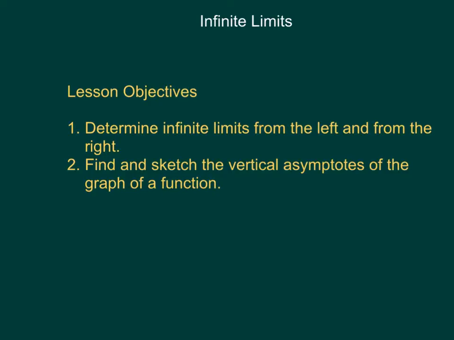Our lesson objectives for this particular video are number 1, to determine infinite limits from the left and from the right. And then the second one, find and sketch the vertical asymptotes of the graph of a function. Some of that stuff I think you're pretty familiar with. I've seen all of you sketch vertical asymptotes in a graph of a function before, so this should be nothing really new, except for maybe the limit part. So we'll look at that.